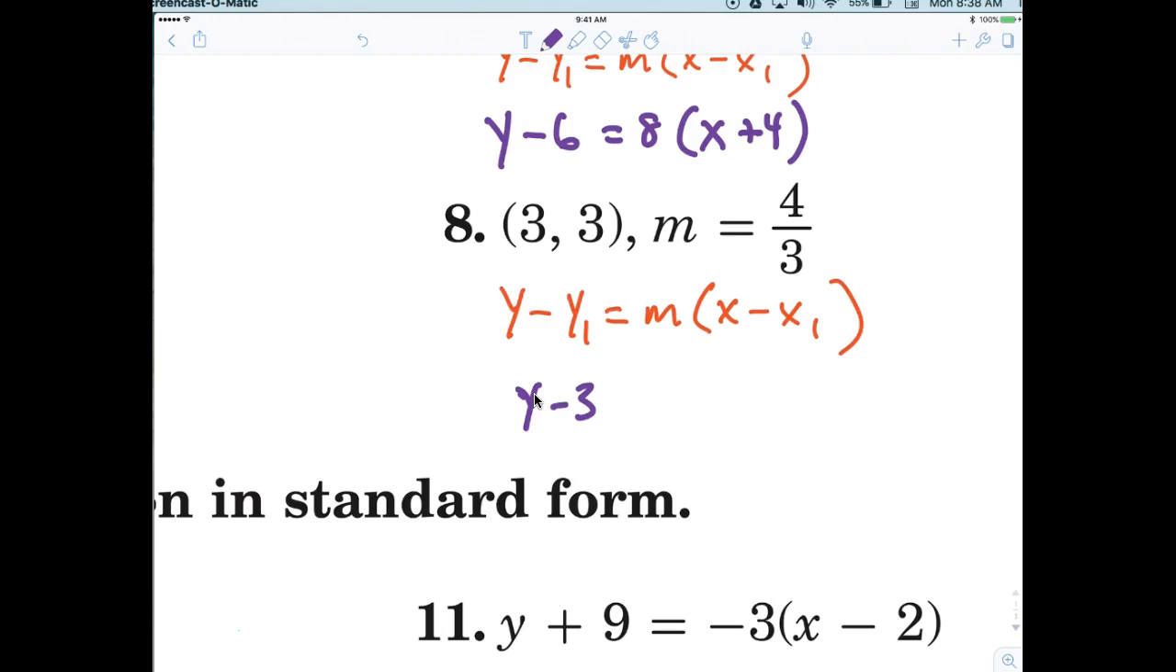And then equals 4 over 3. Yes. And then x. Leave the x. Yeah, plus 3.